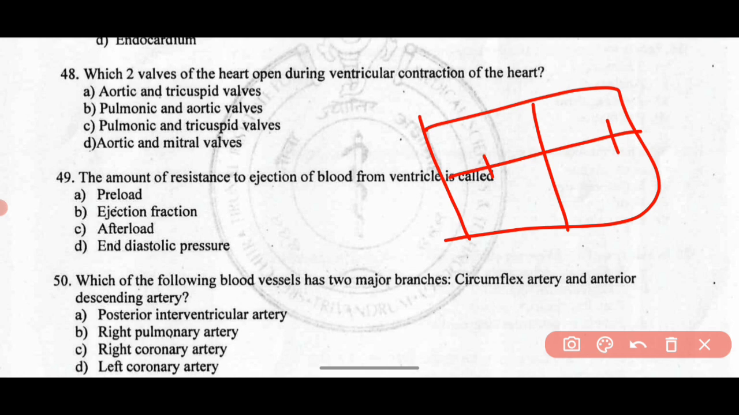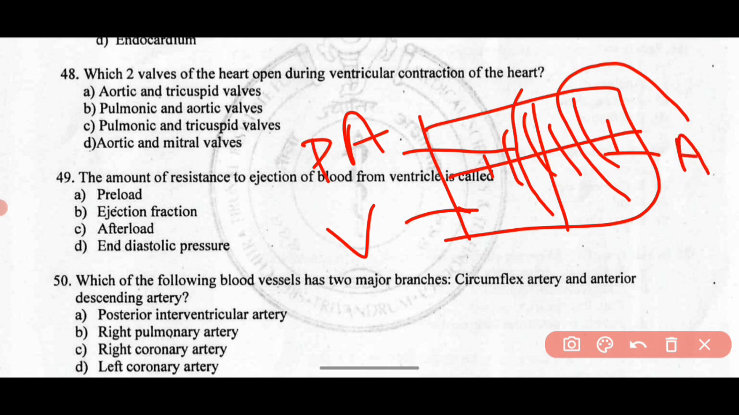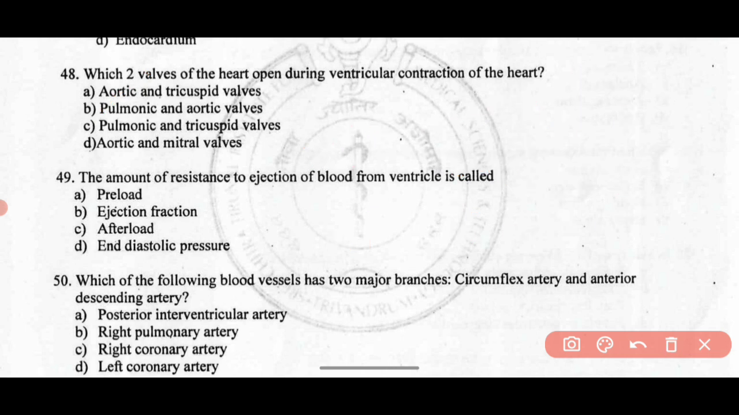And which valves will open? Pulmonary artery and aortic valves. When the ventricles are contracting, the blood will go to the lungs through the pulmonary artery, and also the blood will go to all parts of the body through the aorta. So the valves that open during ventricular contraction are the pulmonic and aortic valves. This is the pulmonic valve and this is the aortic valve. These two valves will open. So here the right answer is option B.